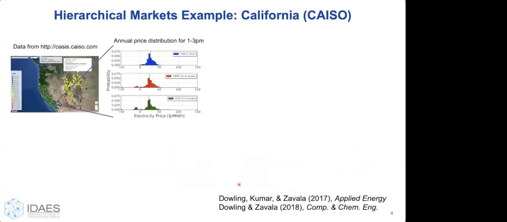Energy markets are hierarchical. In California, there are 3 levels. There's a day-ahead market, which sets hourly prices, and a 15-minute market, which sets 15-minute and 5-minute prices.